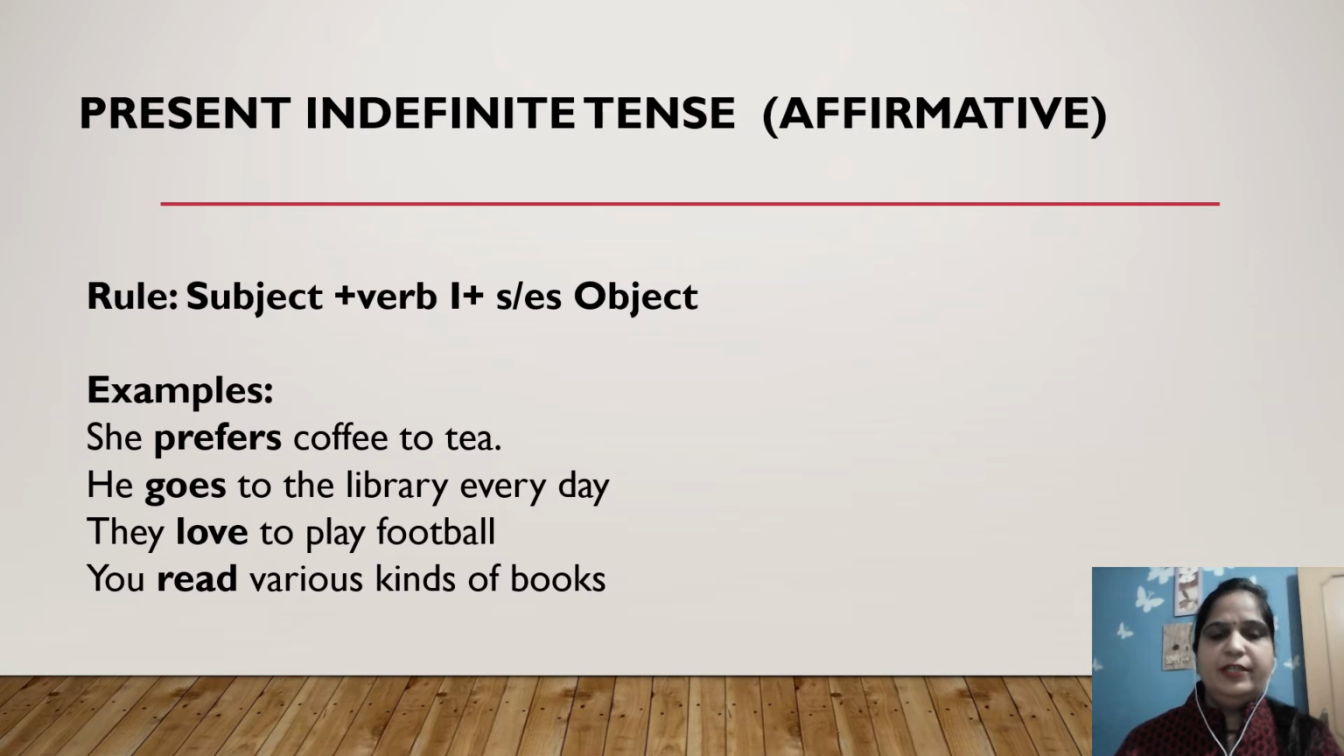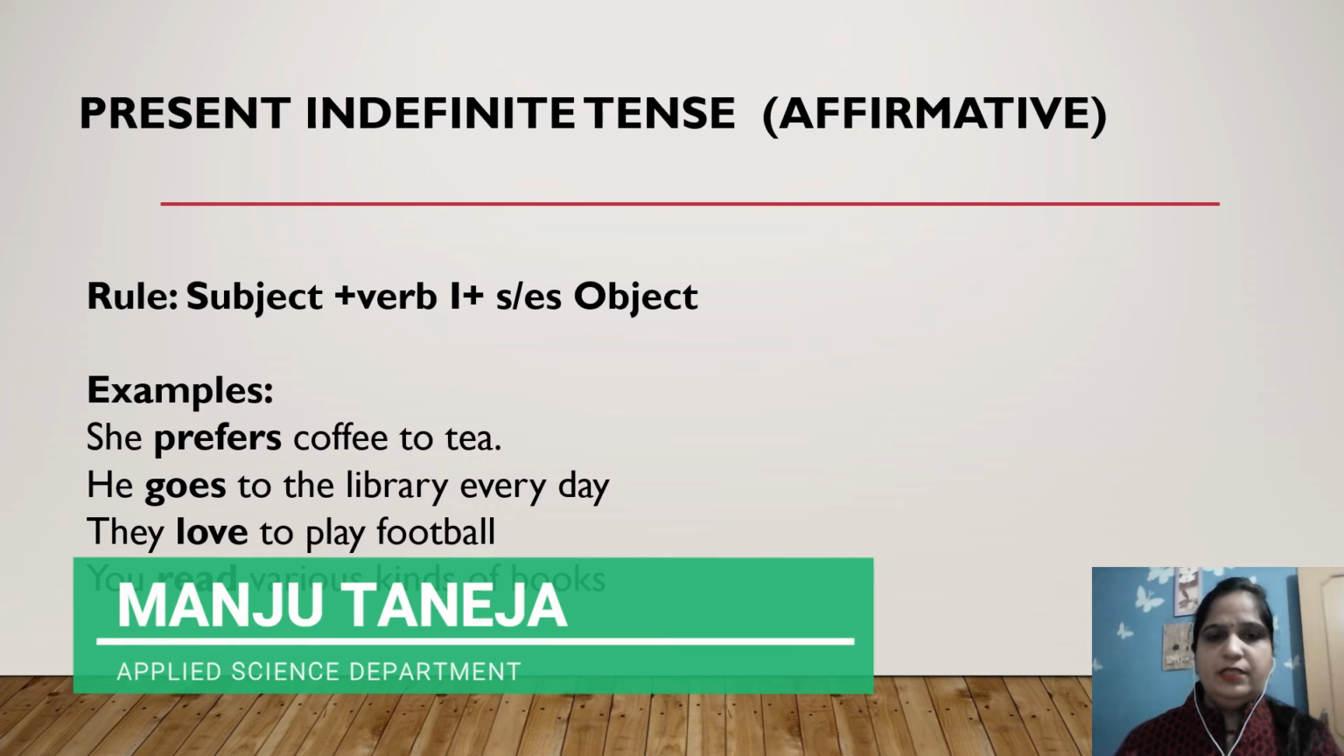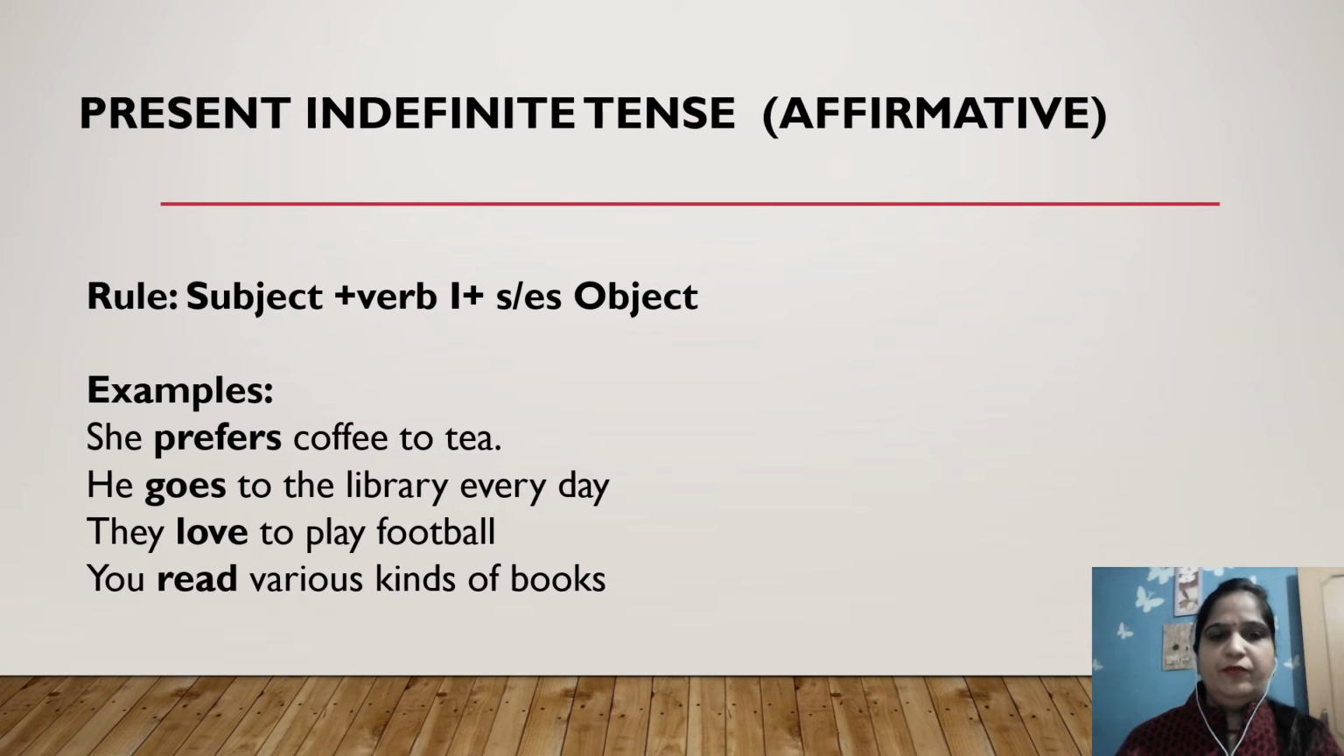Firstly, we will go with affirmative sentences. The rule is subject plus first form of verb plus s or es plus object. Example: She prefers coffee to tea. S or es we use with third person singular like he, she, it, or any single subject.